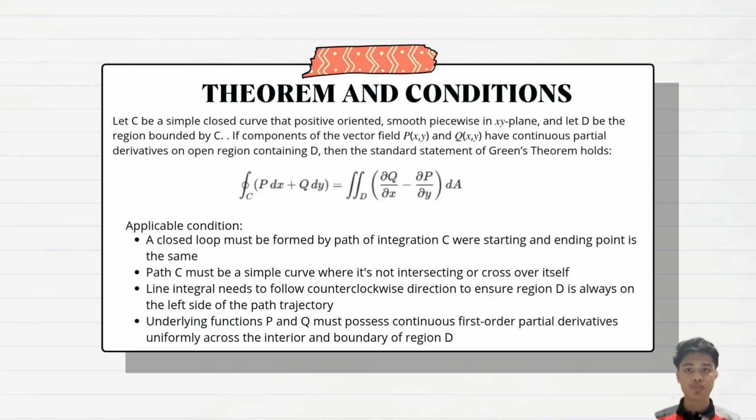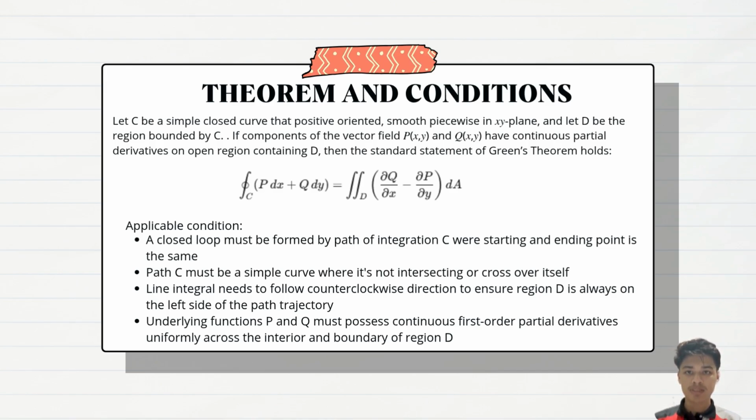But to use the formula, our shape and our math must follow four simple rules. First, it must be a closed loop. This means your starting point and ending point must be the exact same spot. Second, it must be a simple curve. This just means the line cannot cross over itself. Think of a circle or a square, not a figure 8.